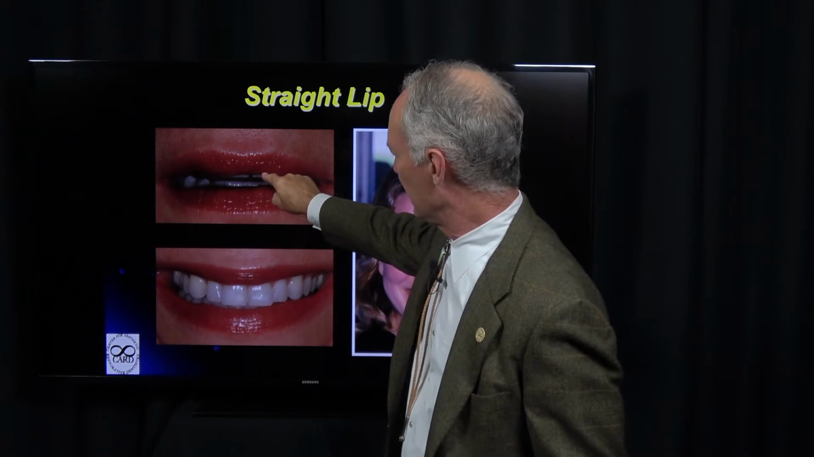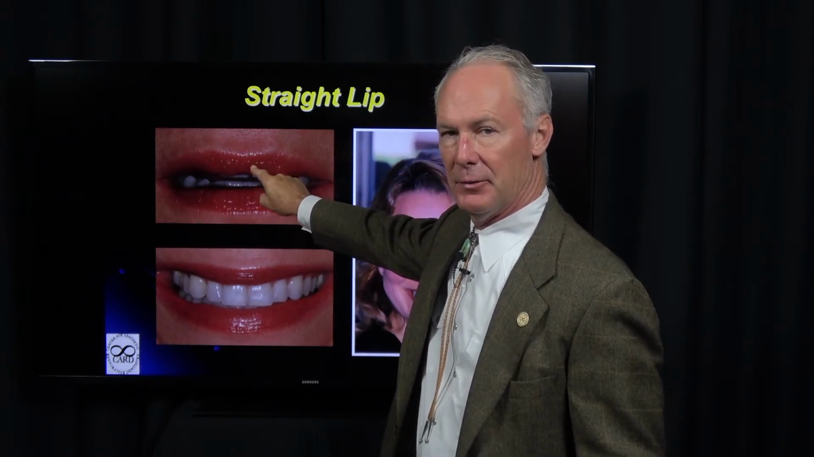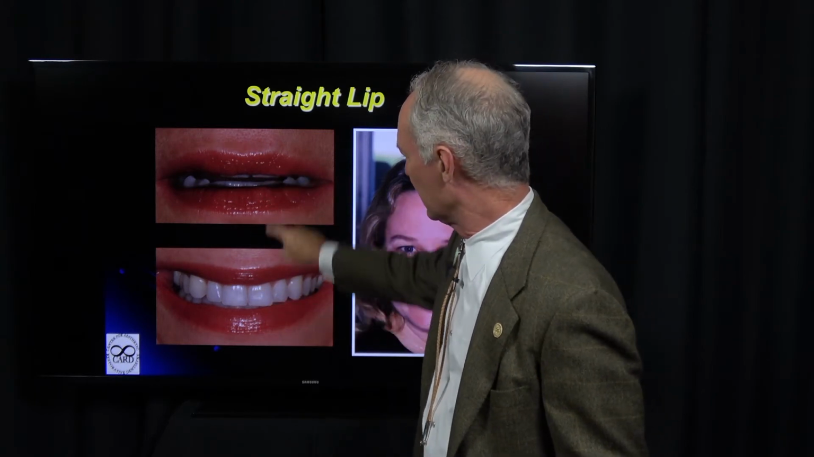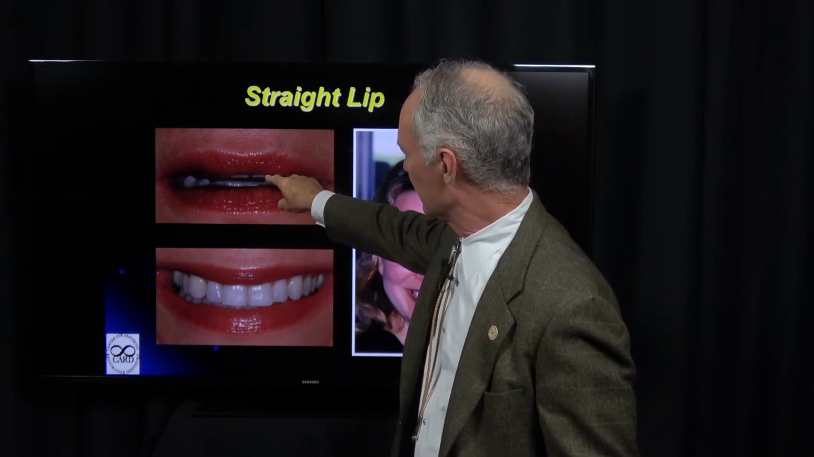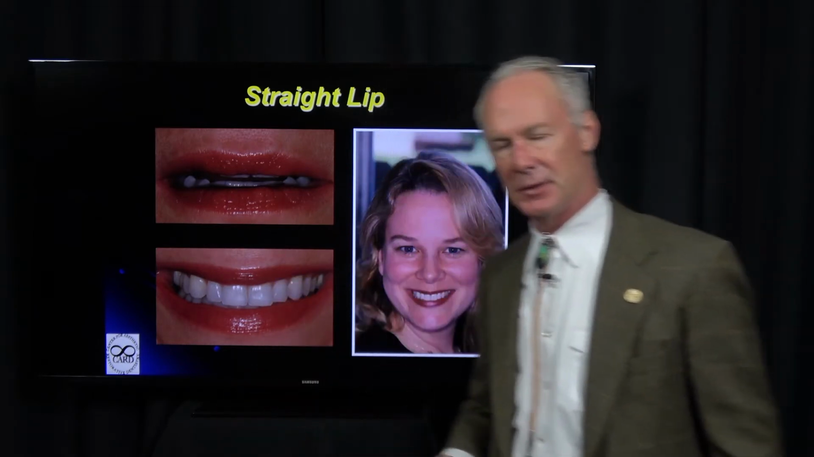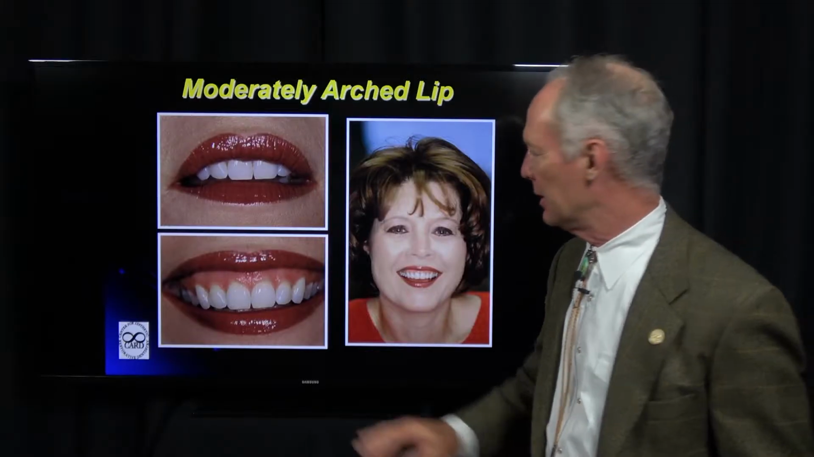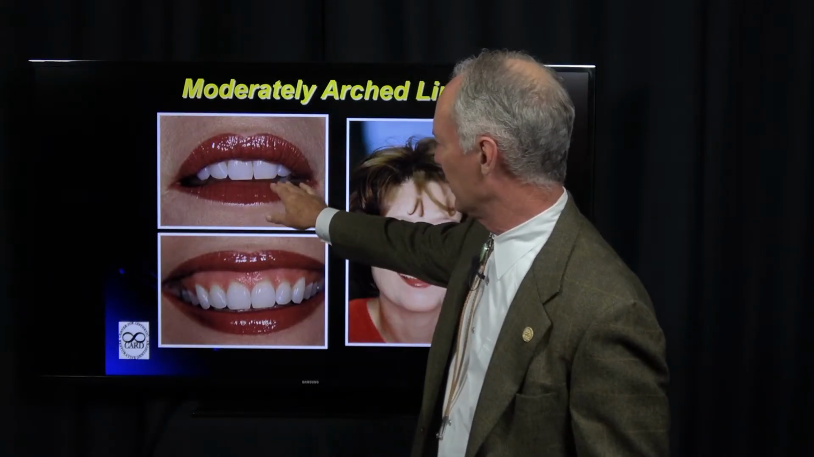Now when the lip moves from repose to full smile, this movement, if you mark the tooth right here and then you mark it right here, is about 7 to 7.5 millimeters. This is a moderately arched lip. Again, we're classifying it with the lip in repose.